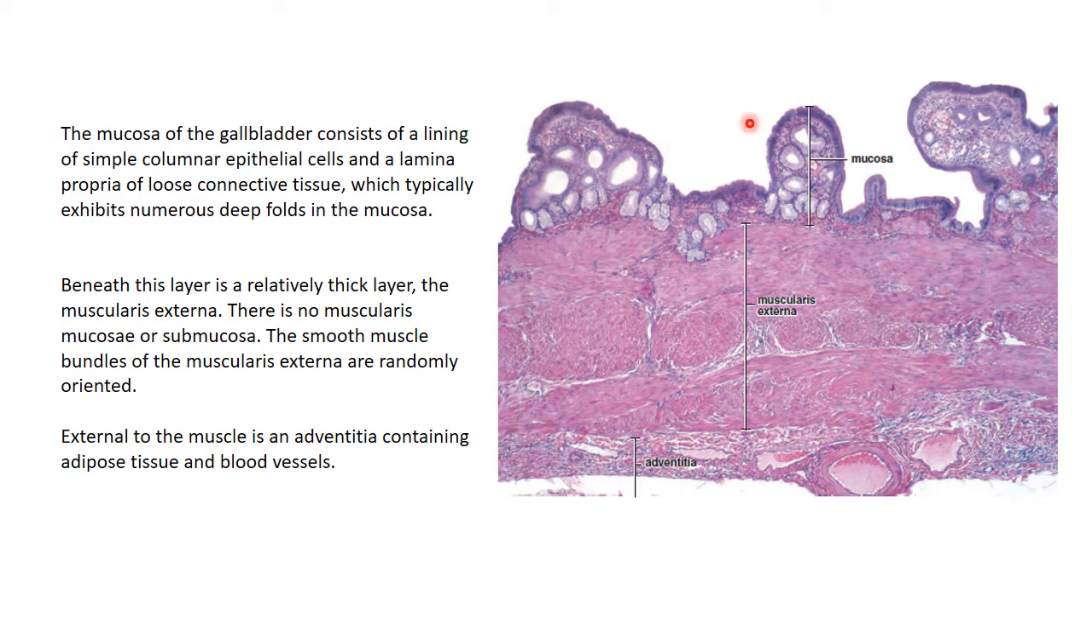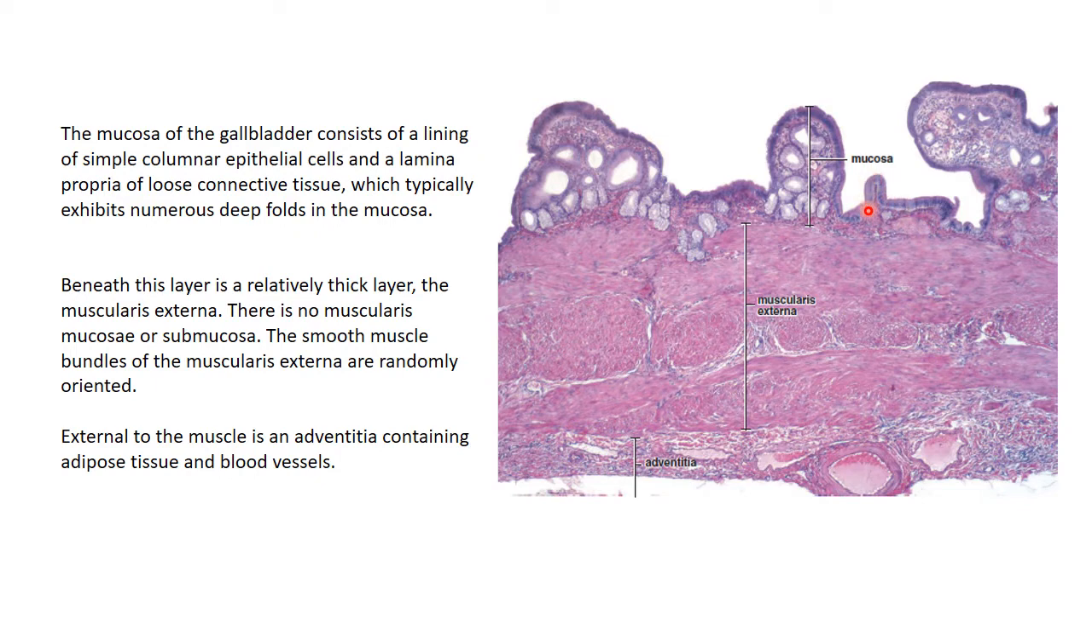The mucosa, as we can see here, is the first layer lining the lumen of the gallbladder, and it consists of simple columnar epithelium, and its main function is to absorb water from the bile and concentrate bile. Beneath the surface epithelium, we have a lamina propria of loose connective tissue, which typically exhibits numerous deep folds in the mucosa, and these deep folds are especially evident where the gallbladder is empty or partially full. The mucosa will be flattened when the gallbladder is full.